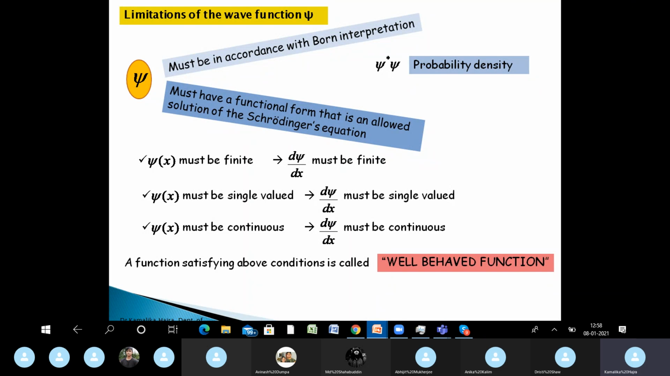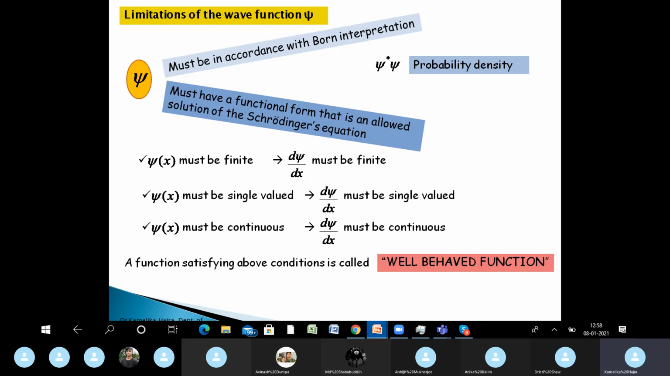You will get to know what I'm talking about once we do the problems, rather than talking in this abstract manner. But for the time being, just remember that these three conditions are a must for the function to be treated as an allowed solution of Schrodinger equation.